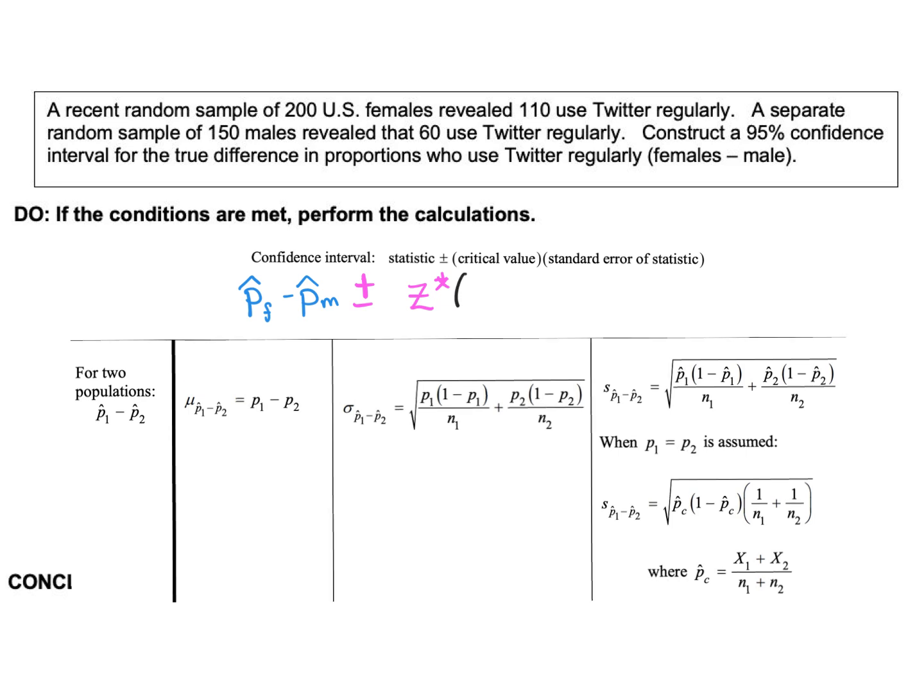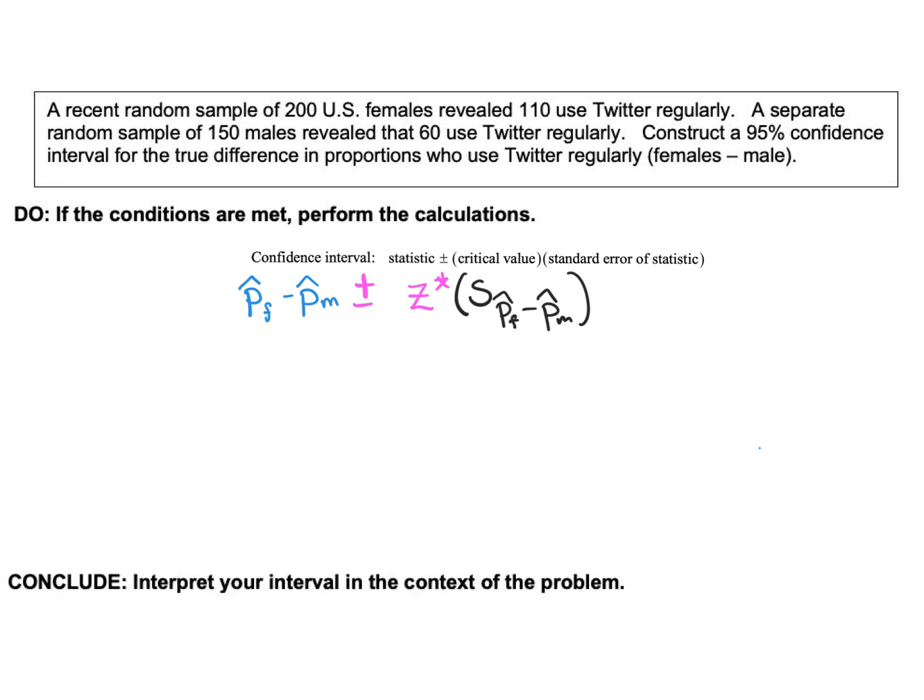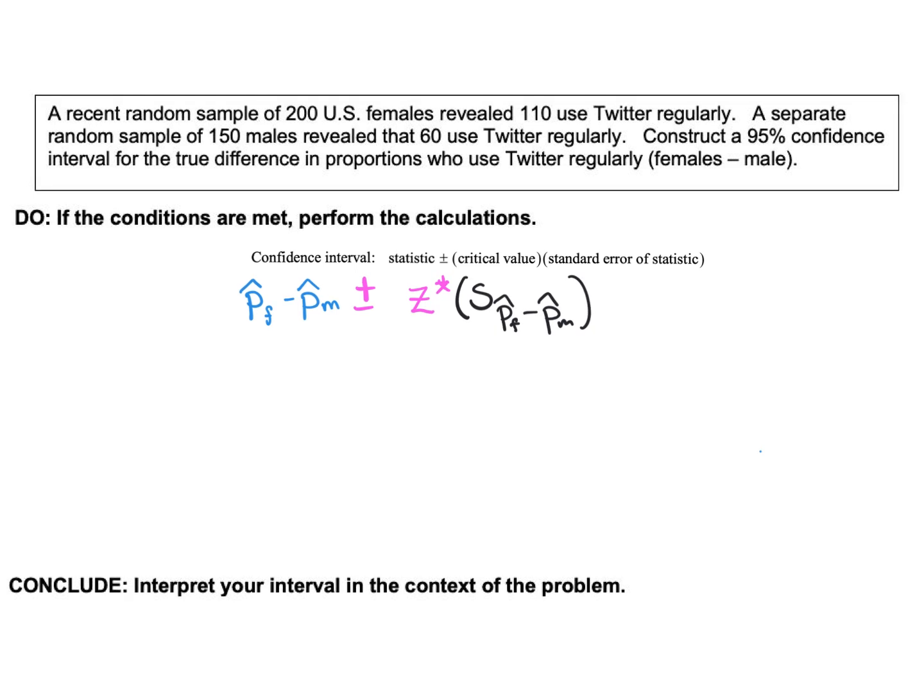So I'm filling in that my general formula is the standard error of my two sample proportions, females minus males. So my sample proportion of females is 110 who use Twitter out of the 200, minus the males, it was 60 out of 150, and that is 55% minus 40% gives me that observed difference of 15%. That's my point estimate. And we're going to add and subtract our margin of error. And the margin of error is this portion I'm highlighting. Okay, so find your z star now.